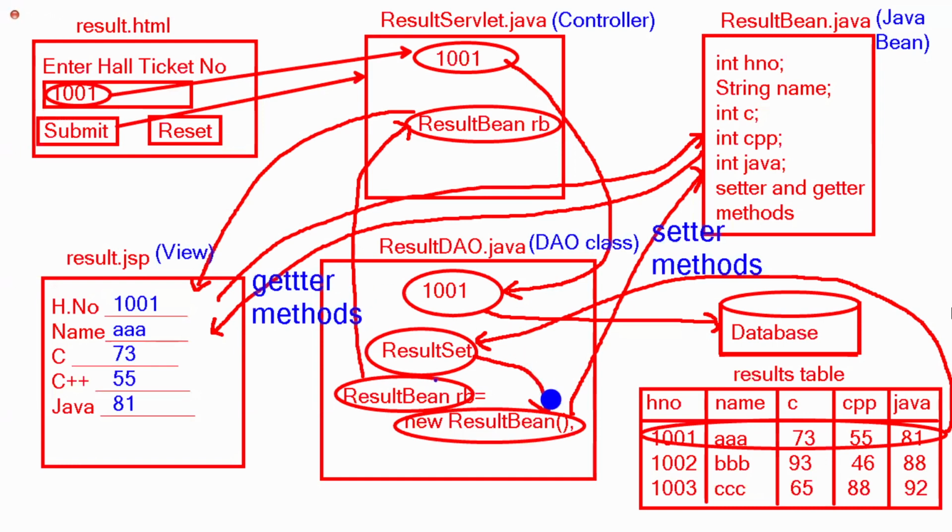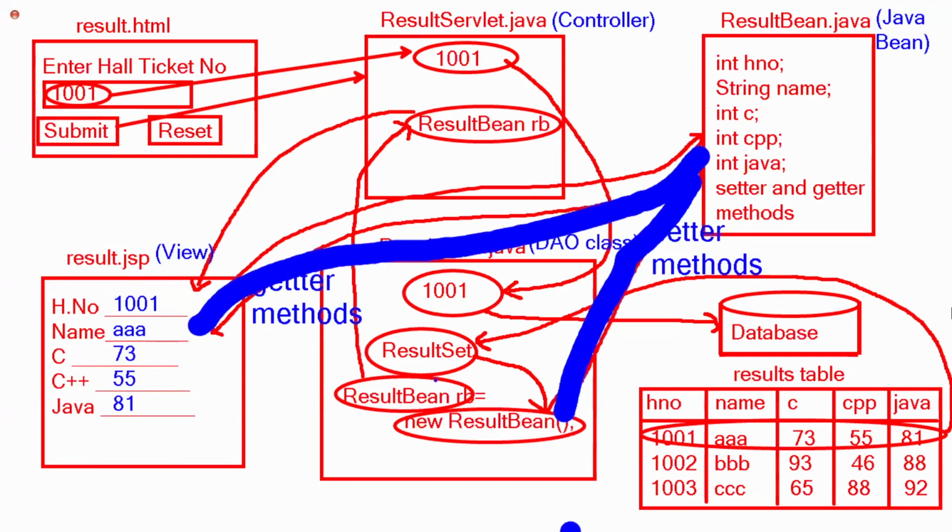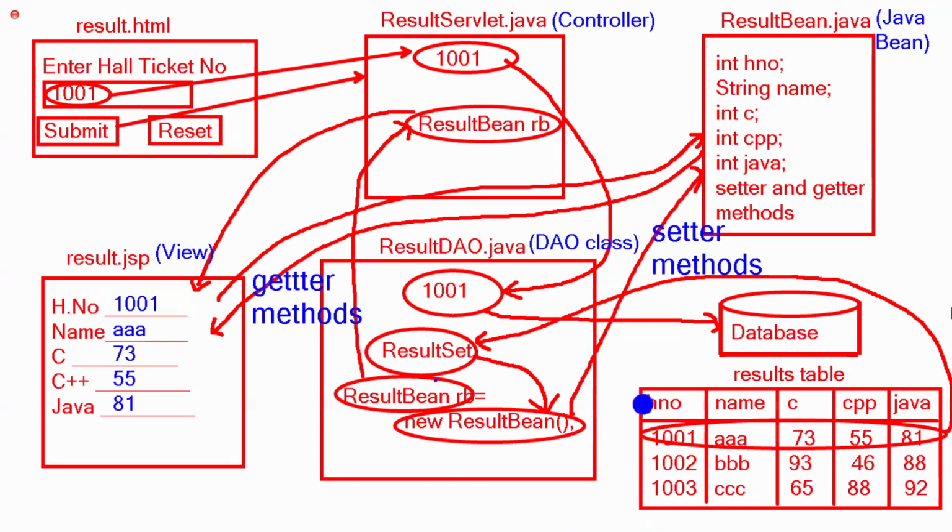Through setter methods it is placed, through getter methods it returns. Here setter methods, here getter methods. Okay. So result set data will be placed through setter methods in this program. This data will be retrieved here through getter methods. Then we'll print the data. Okay.